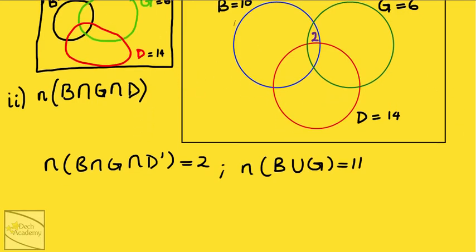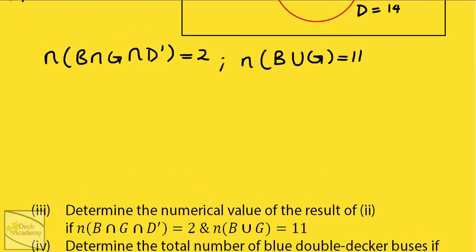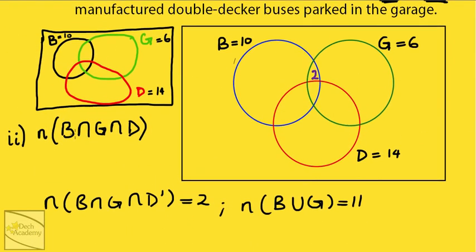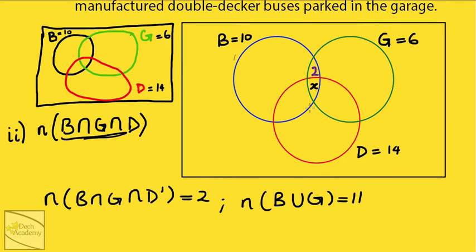So what are we interested in finding? We're actually interested in finding B intersect G intersect D, which is the number of elements in this middle region here, which I'll just shade. To simplify the process, I'm going to say let the number of elements in this region here be x, which means that we have B union G is 11.